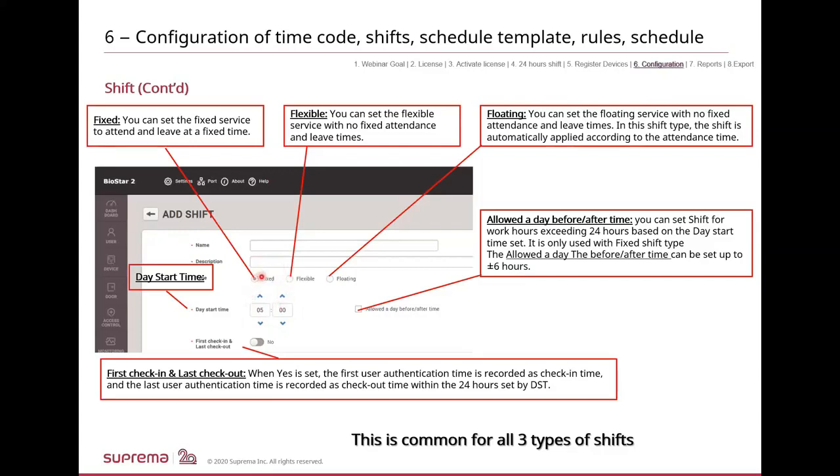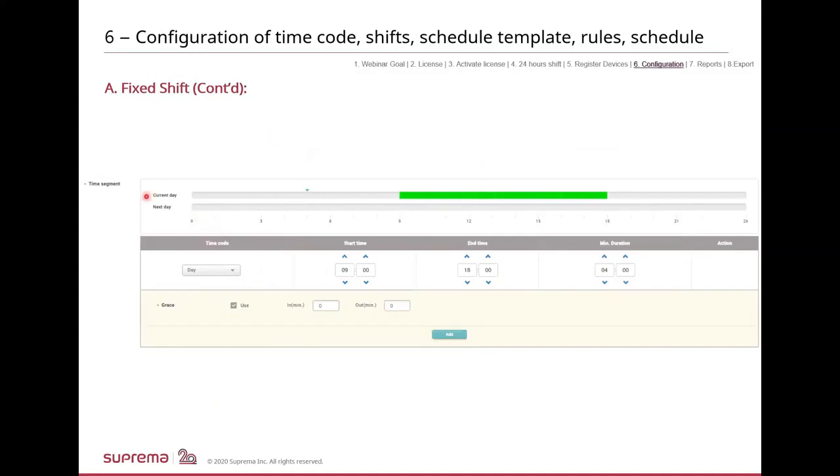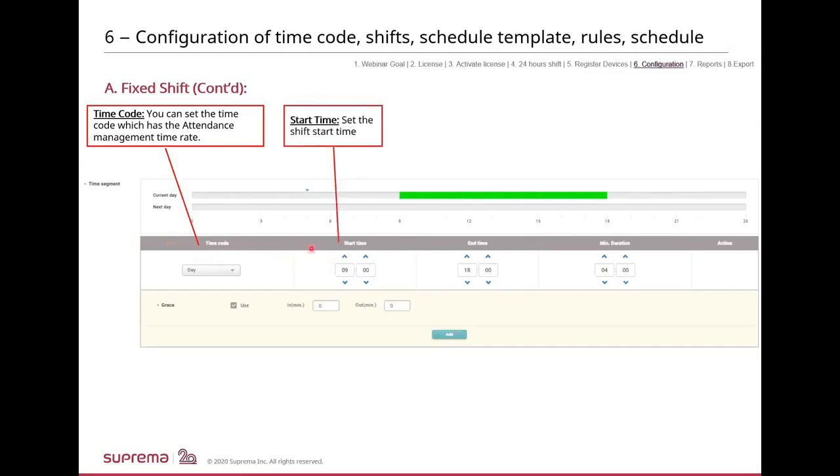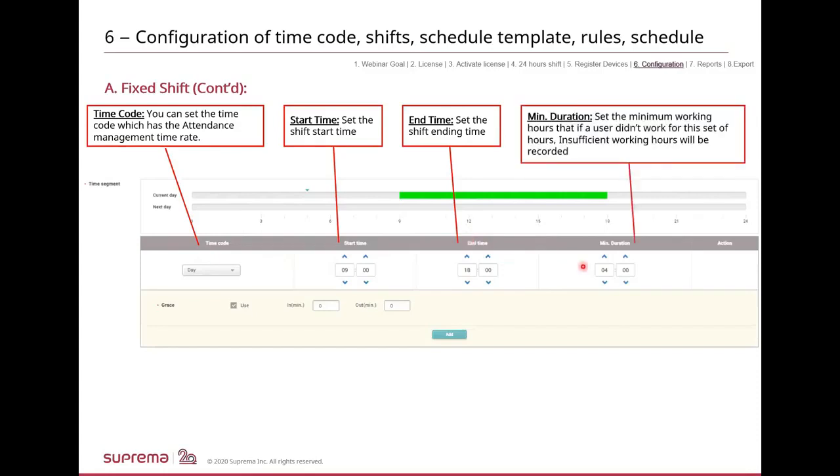So if we go for the fixed shift now, if we click the fixed shift, what comes after this part is that time segment. Here you can see that you need to choose the time code which we have created, either time rate by 1, 1.5, XYZ, and you have the start time of this shift and the end time of this shift, and the minimum duration that should be worked within this shift in order to avoid having the exception of insufficient working hours.